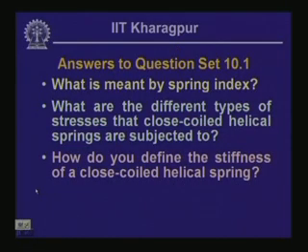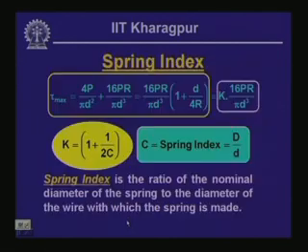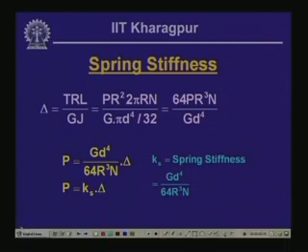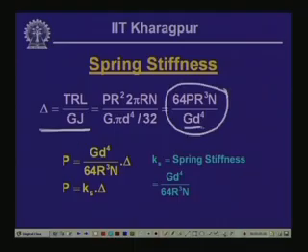Now, the last question which we had was, how do you define the stiffness of a closed coil helical spring? To answer this question, let us look into the expression for the deflection that we had derived. If you remember, for the closed coil helical spring, the deflection delta because of the action of the axial load P was 64 P R cube N by G d to the power 4, where these terms again have the usual meaning: P is the axial force, R is the radius of the helix of the spring, N is the number of turns of the spring coil, G is the shear modulus, and d is the diameter of the wire.